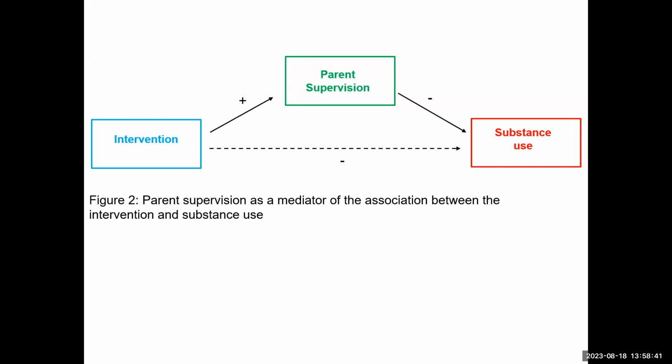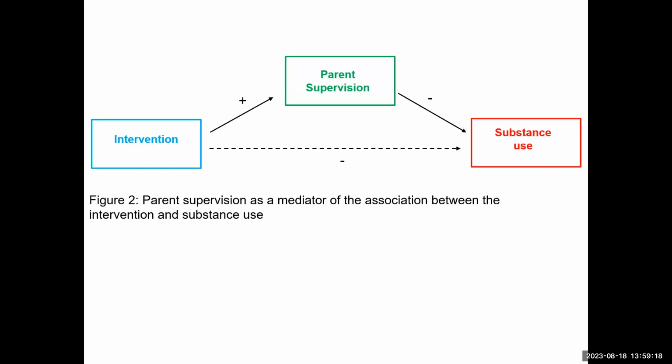On the left-hand side, exposure to the intervention. In the middle, parent supervision. On the right-hand side, substance use. And so we're saying individuals in the intervention condition are going to be higher on parent supervision relative to individuals in the control condition. We're assuming that individuals higher on parent supervision are going to have youth reporting lower levels of substance use. And we're also assuming that the direct effect of the intervention on substance use is also going to be negative, suggesting that individuals exposed to the intervention, those youth will be reporting lower levels of substance use, even after adjusting for the mediator.